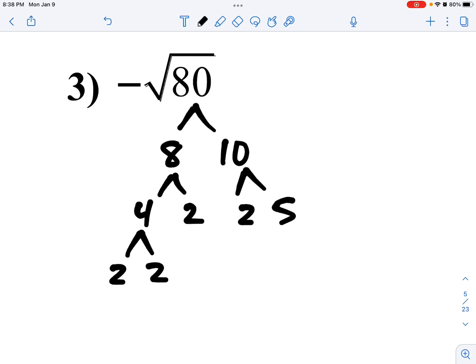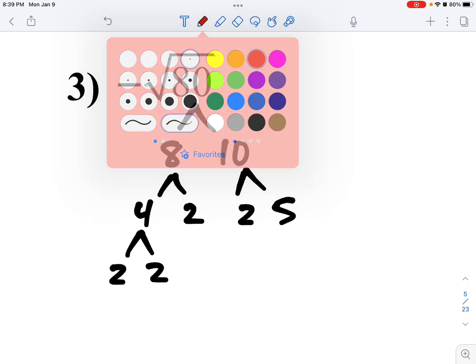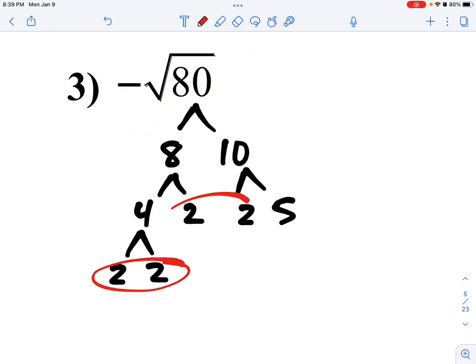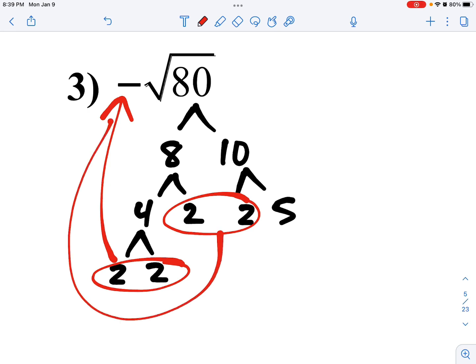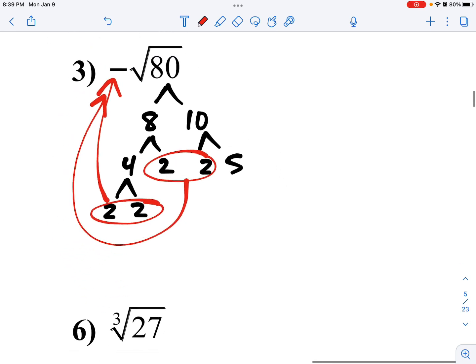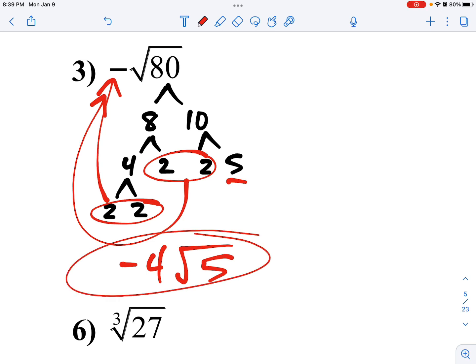Does it matter what order you write them in? It doesn't. We're just looking for groups of 2, so here we go. There's a group of 2, and there's another group of 2. So the 2 comes out, and another 2 comes out. So 2 times 2 is 4 on the outside. And I'm keeping that negative sign that is right here. I'm just keeping it in my answer. And what number didn't get circled? The 5. That's what has to stay in jail, and that is how we're going to break down our answer.